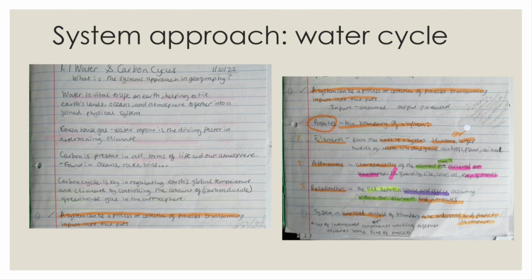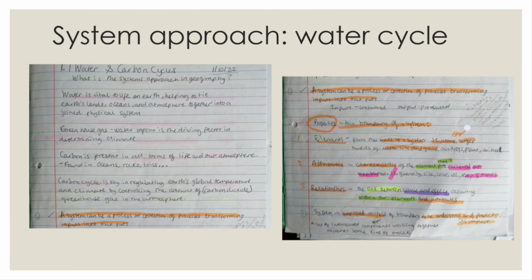In terms of defining what a system is, it can be described as a process or a collection of processes that transform inputs into outputs. And for our boundaries within our system, it can go under different properties such as elements, attributes, and relationships.